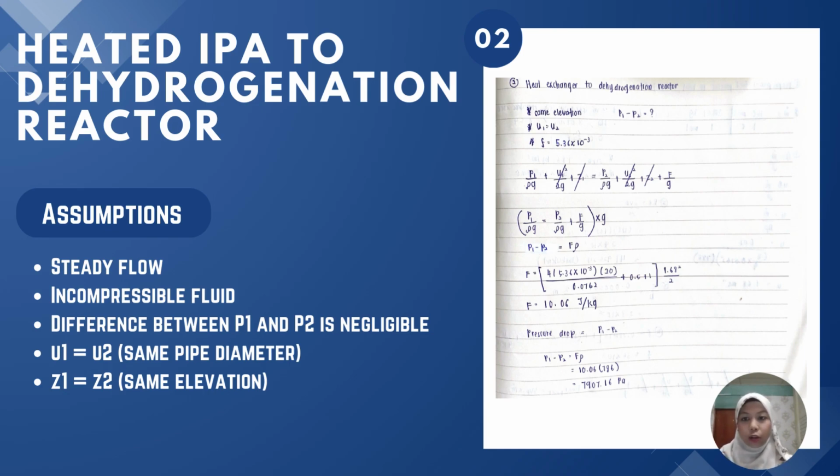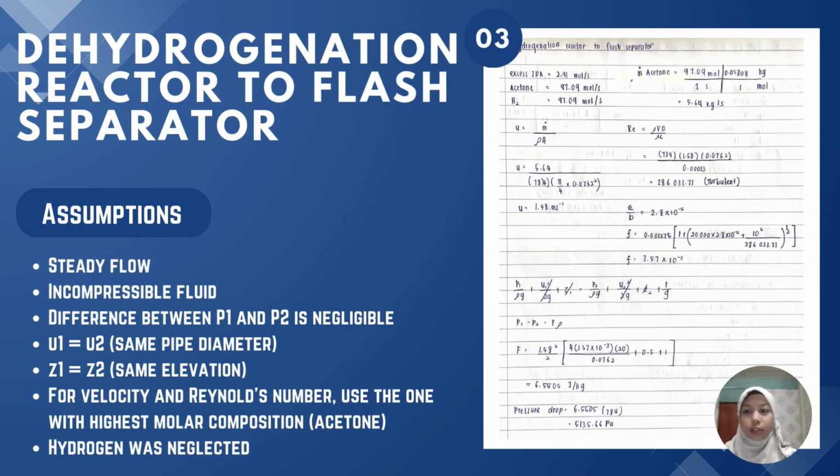For this pipe, the length of the pipe is 20 meters. Then we will get the friction loss of 10.06 joule per kilogram. By multiplying the friction loss with the density, which is 786, we can get the pressure drop for this pipe, which is 7,907.16 Pascal.